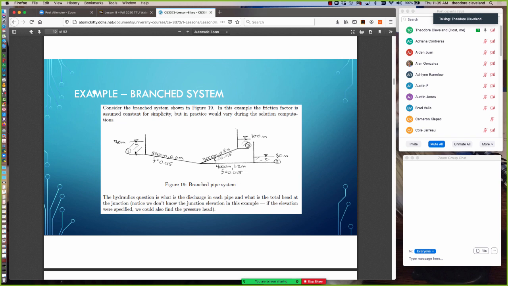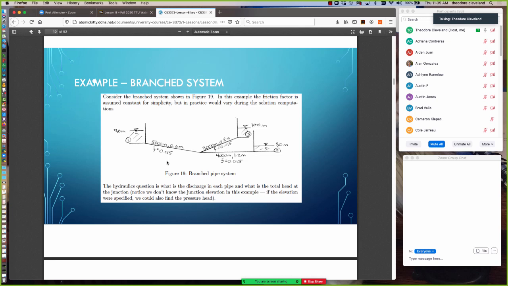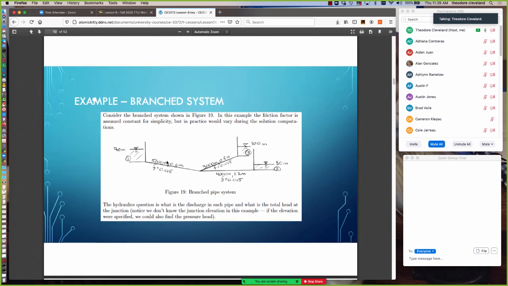The 70 meter one is the lowest pool elevation, so water is going to be coming into it. But whether we specify that or not up front is irrelevant, as long as we assume some flow directions and stay consistent throughout the analysis. Our hydraulics question is, what is the discharge in each pipe, and what would the total head at the junction be? Notice in this example, the junction elevation is not specified.